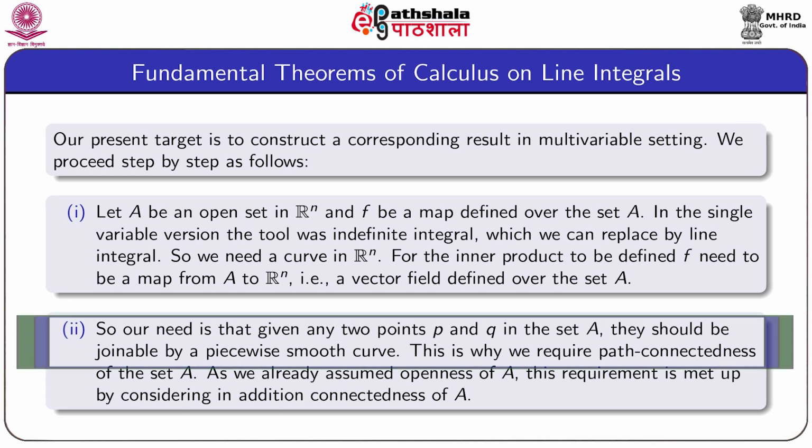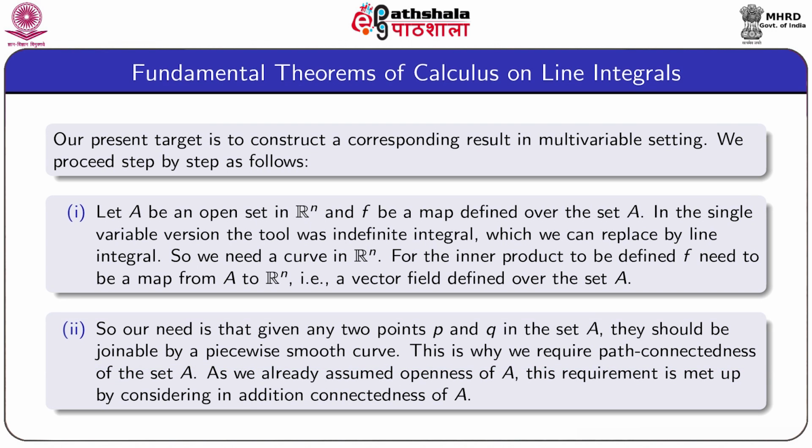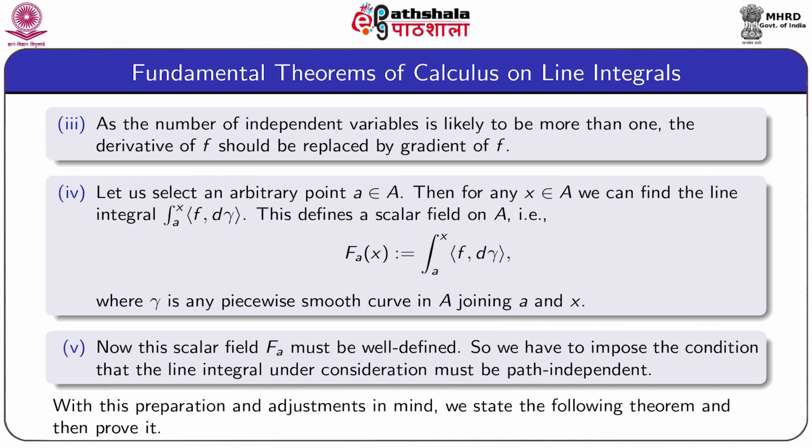Secondly, our need is that given any two points P and Q in the set A, they should be joinable by a piecewise smooth curve. This is why we require path connectedness of the set A. As we already assumed openness of A, this requirement is met by considering in addition connectedness of the set A. Third, as the number of independent variables is likely to be more than 1, the derivative of f should be replaced by the gradient of the function f.